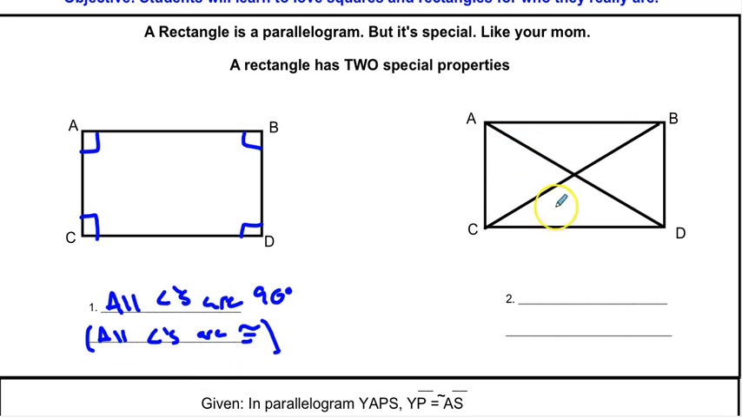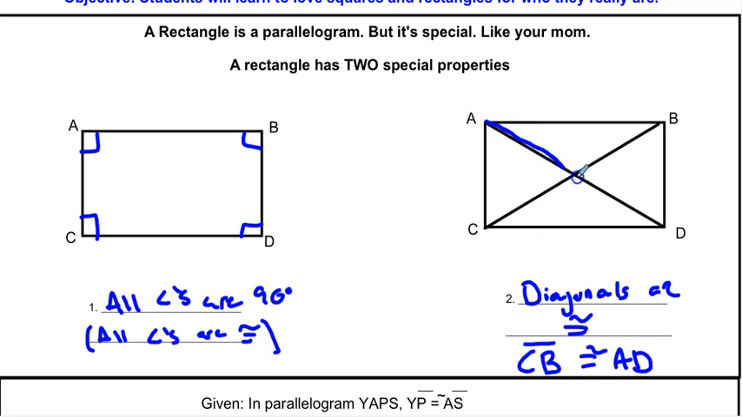The second one is pretty straightforward. Diagonals are congruent. If we were to look at this figure, we would say that CB is congruent to AD because those are the diagonals. That is true for rectangles. Now don't confuse this with a rhombus. In a rhombus, the diagonals aren't congruent. In a parallelogram, the diagonals aren't necessarily congruent either. If you looked at a picture, you'd see that. Only in a rectangle do you know that they are congruent.